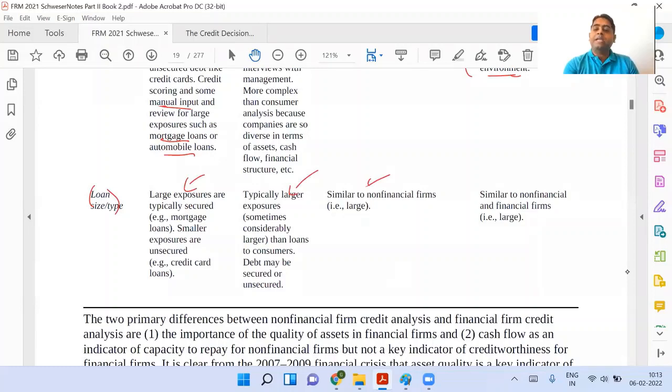For companies and banks, definitely if they're going to take a loan, it's going to be very, very big. Their exposure is very large, and the debt which is taken can be either secured or unsecured, depending upon the market condition and the state of the company.